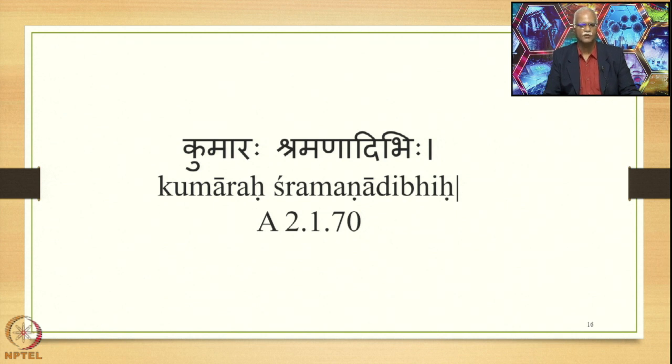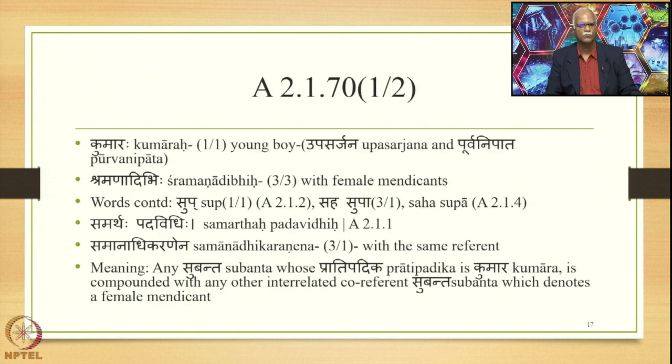Then we have the next sutra, Kumaraha Shramanadibhihi, 2170. There are two padas in the sutra, Kumaraha and Shramanadibhihi. Kumaraha is 1/1, meaning young boy. Because it is in Prathama, it is assigned the term Upasarjana. And then Upasarjanam Purvam applies, and this will occupy the initial position of the samasa. Shramanadibhihi is a reference to a group of words that begins with Shramana. Shramana means female mendicant, and this is in instrumental plural.